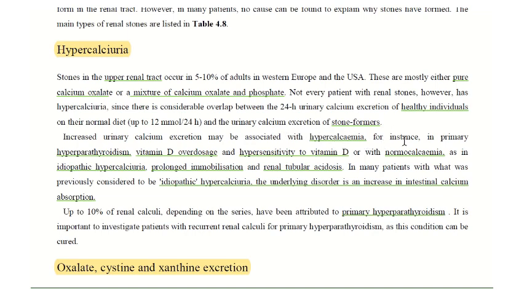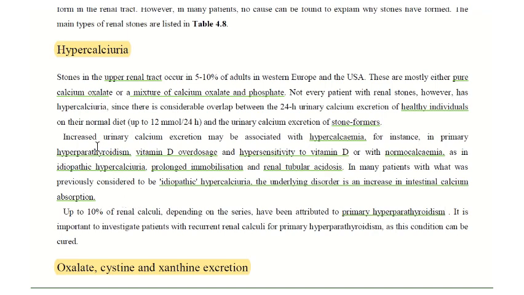For instance, على سبيل المثال, the primary hyperparathyroidism, vitamin D overdosage, and hypersensitivity to vitamin D, or with normal calcemia. إذن يا أما with hypercalcemia أو with normal calcemia. في حالة الnormal calcemia مثلا as in idiopathic hypercalciuria، هذه الحالة idiopathic hypercalciuria, prolonged immobilization, and renal tubular acidosis.